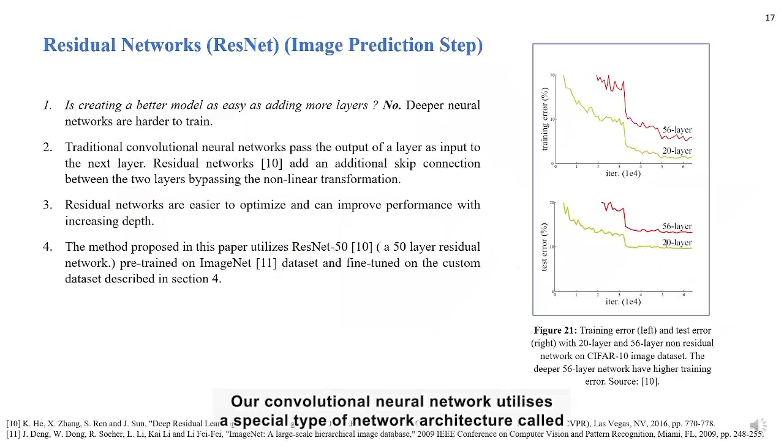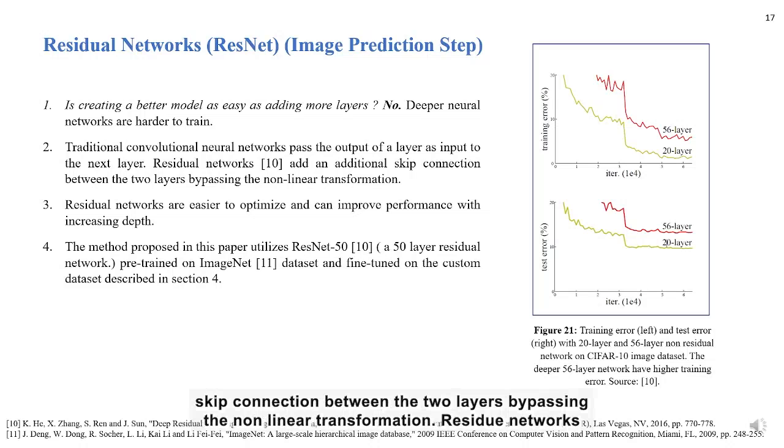Our convolutional neural network utilizes a special type of network architecture called residual network, or ResNet in short. Traditional convolutional neural networks pass the output of a layer as an input to the next layer. Residual networks add an additional skip connection between the two layers, bypassing the non-linear transformation. Residual networks are easier to optimize compared to traditional CNNs. Their performance improves with increasing depth.